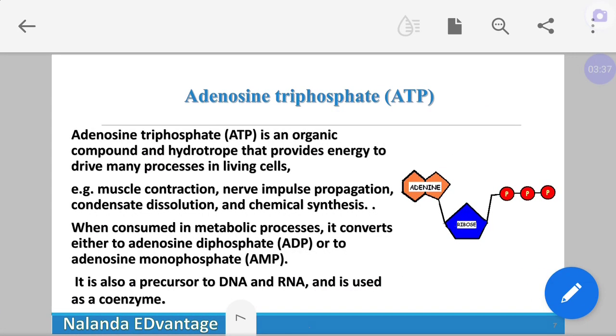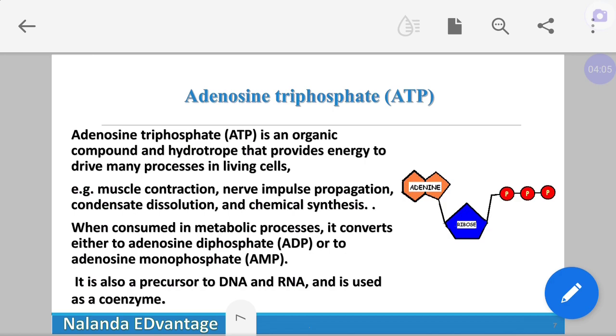Now we were talking about ATP, right? It stands for adenosine triphosphate. It is providing energy to drive many processes in our living cells, basically for maintaining our cellular machinery, such as muscle contraction, the way you are throwing or catching a ball, writing with a pen, or you're facing a stimulus. Hence nerve impulse propagation is very important. All the things, they are driven by ATP.